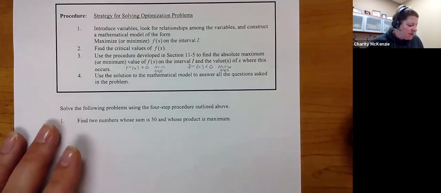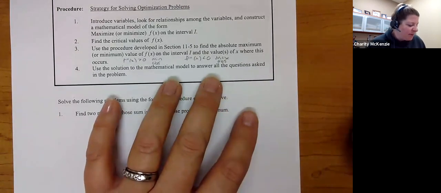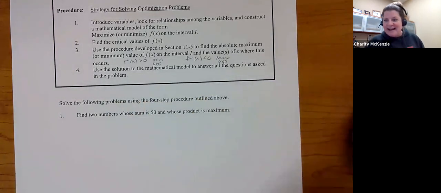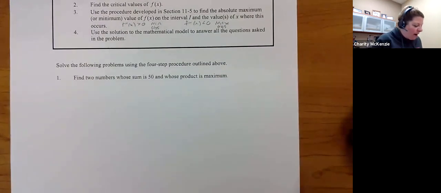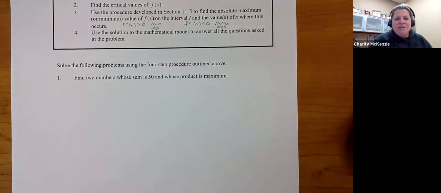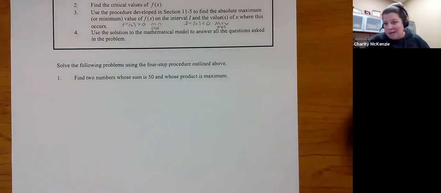Use the solution to the mathematical model to answer the questions asked. So it's always like, okay, you found all this stuff, now go back and see what it's actually asking in the problem. Let's look at the first type of problem we have with this. Find two numbers whose sum is 50 and whose product is the maximum. So we're looking for a maximum, and we have two numbers.